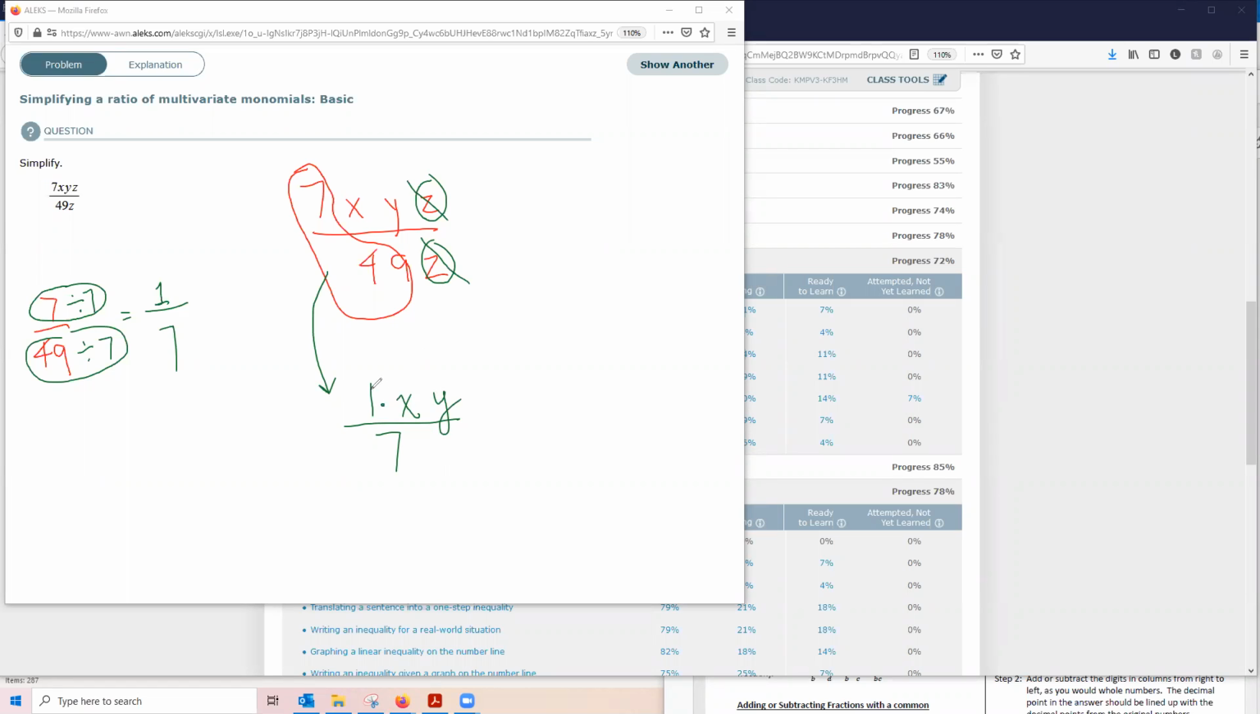Now, usually we don't put this number 1 in front. You could leave the number 1 in front there, but usually we leave it out. So we would just write this as xy over 7 as the final answer. Okay, so think of this in 2 parts. One part is simplify the numeric part and then simplify the letter or variable part.